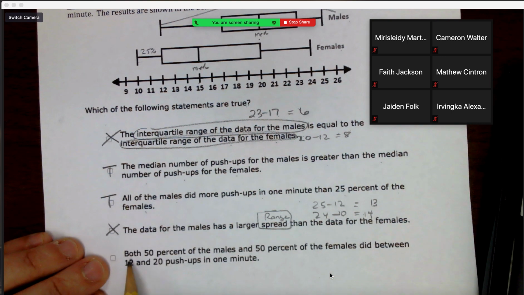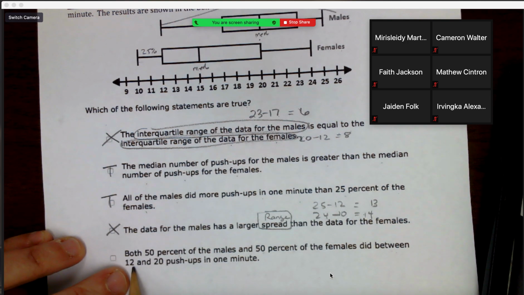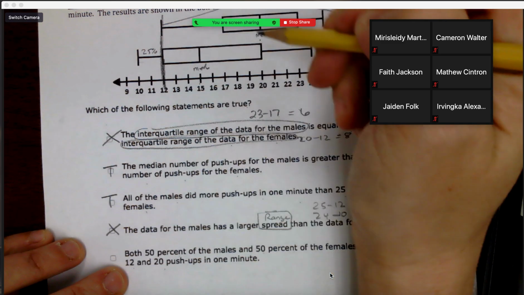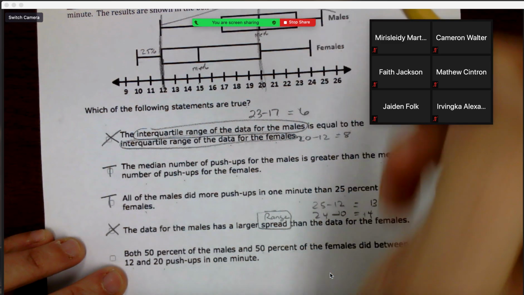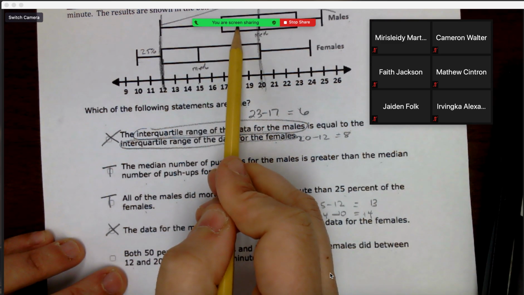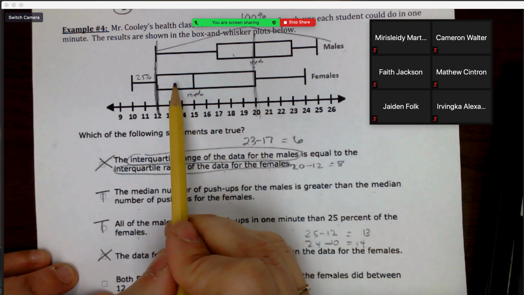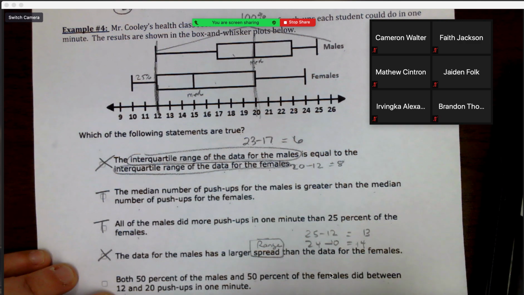50% of the males and 50% of the females did between 12 and 20 push-ups. So here's 12. Here's 20. 25, 25. 50%. 25, 25. 50%. This one is also true.